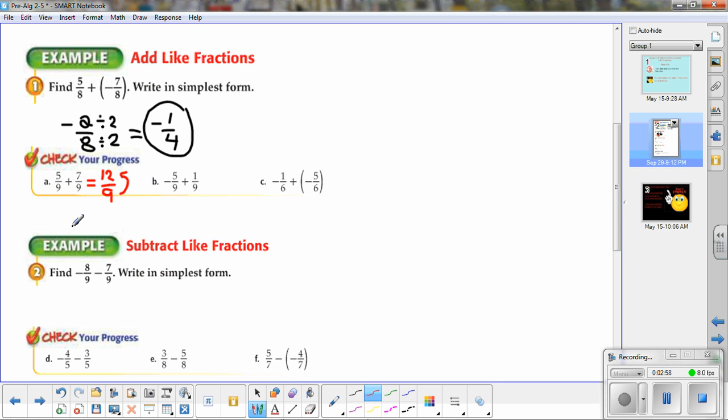9 goes into 12 one time with 3 left over. Keep the denominator the same. And then the 3/9 can be simplified because the 3 and the 9 can both be divided by 3. So you end up with 1 and 1/3.